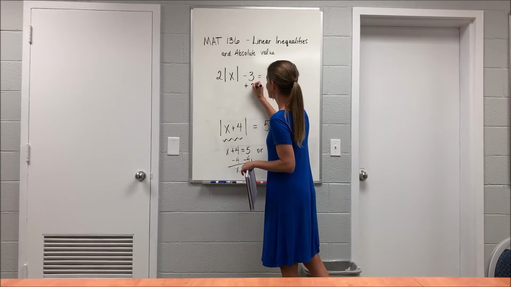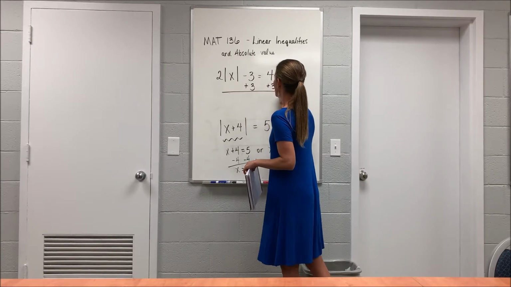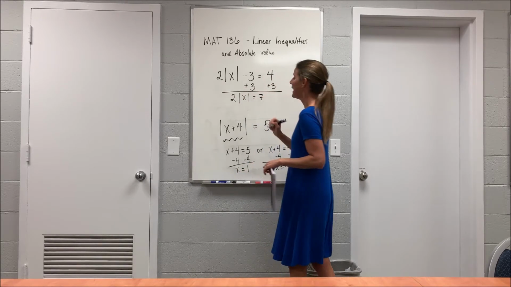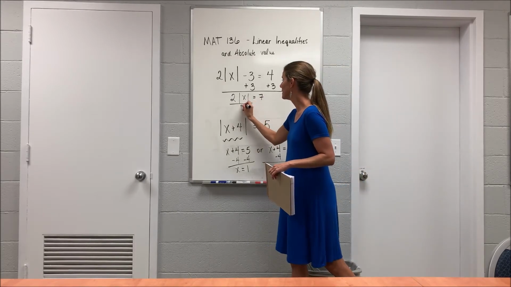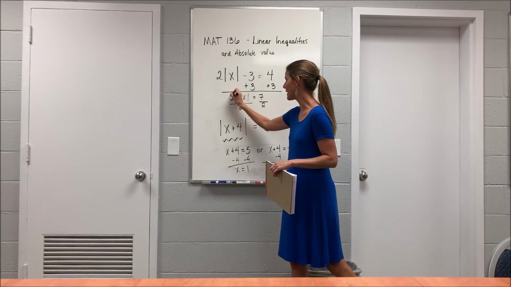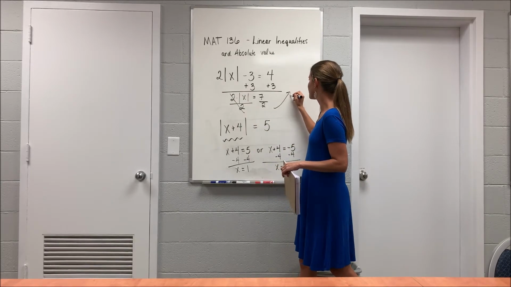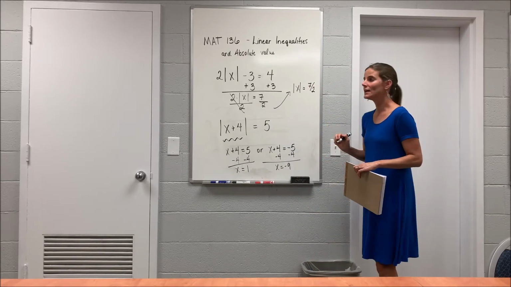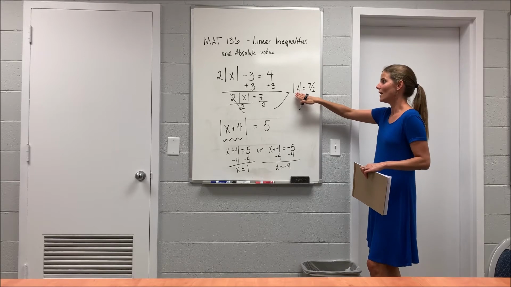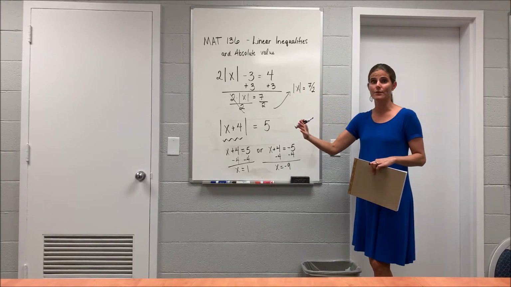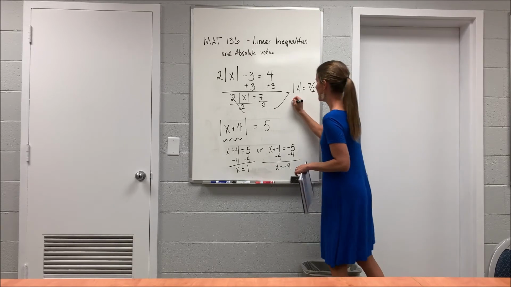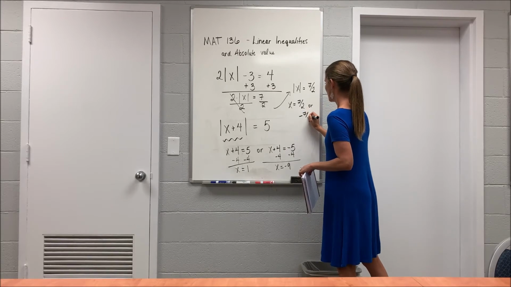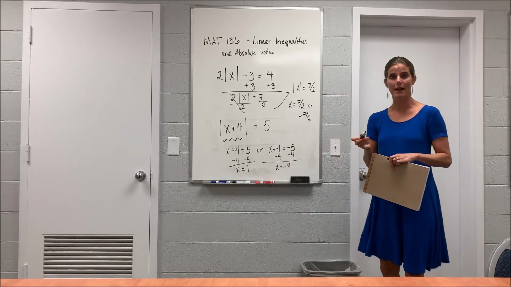So on this one we would add the 3 first and get 2 times the absolute value of x equals 7, and then continuing to solve, we divide by 2 on both sides, because again that's 2 times that absolute value of x, and we would end up with the absolute value of x equals 7 halves, or 3.5. And then this just again means the value of x is 7 halves away from 0. So that could be 7 halves or negative 7 halves. And we can just look at that and tell what that is without setting up two separate equations, since it was just the x and the absolute value.